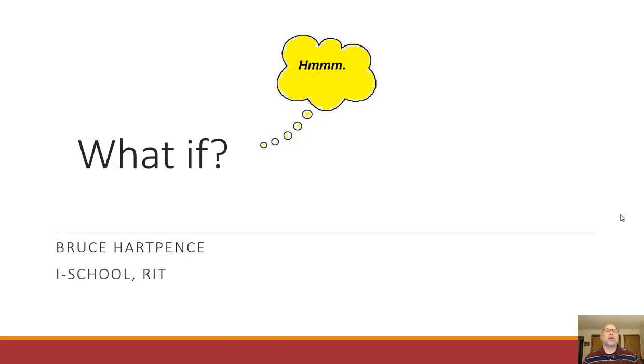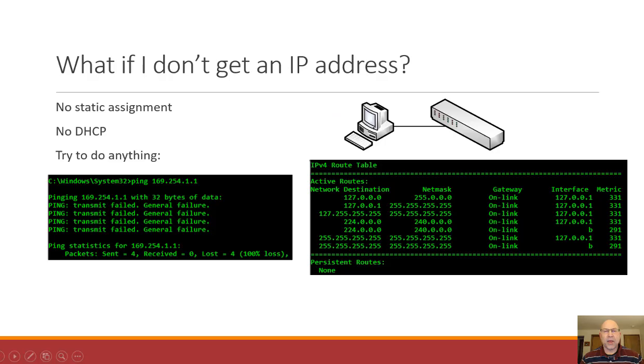Today on our networking video, we are going to ponder the question, what if? Okay, so what we're going to do is go through a series of questions and configuration items for hosts and routers. So our first one is, what if I don't get an IP address? Well, there's a couple of things that can happen here. And this assumes right now no static assignment, no DHCP, nothing.